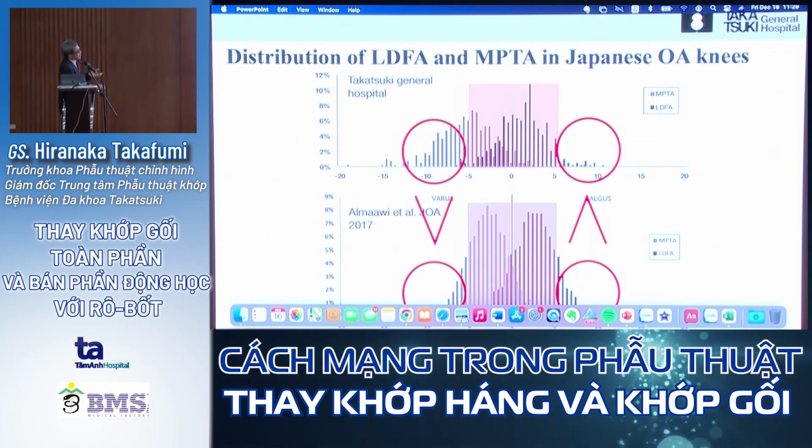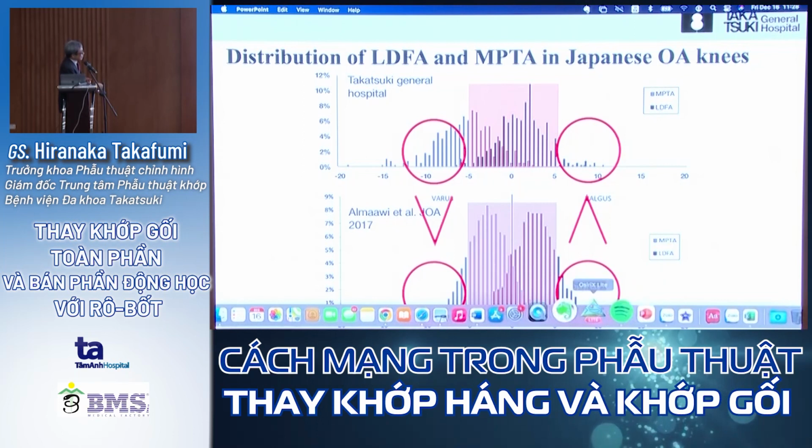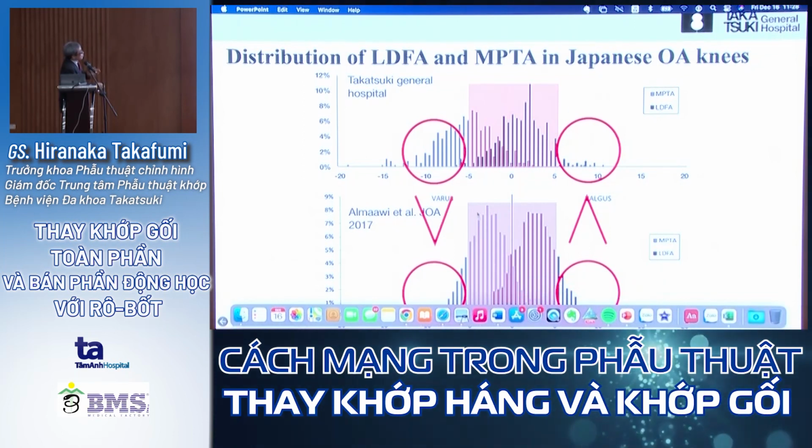If we compare to the Western data, this is the data from Canada. Both tibia side and femur side are 6 degrees or more balanced. So we cannot interpret the previously published data for Asian countries. So we need to reconsider what is the angular limit to get good longevity and good long-term results.